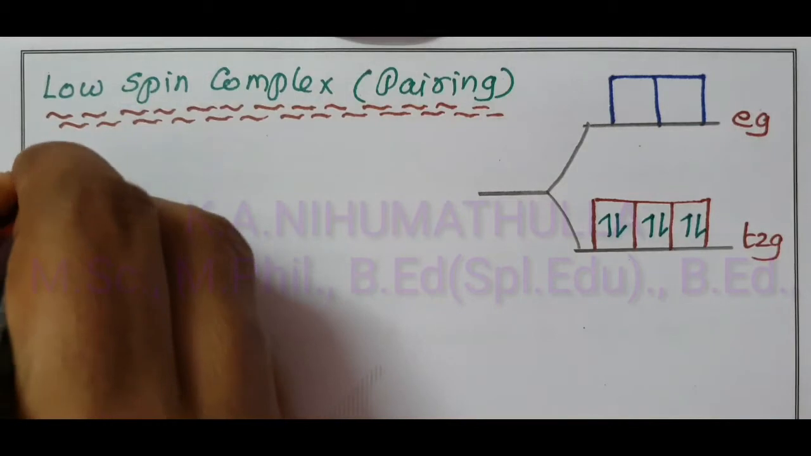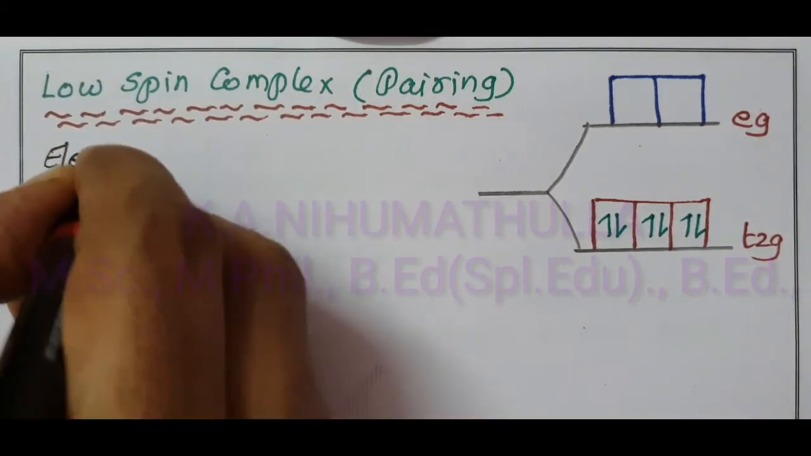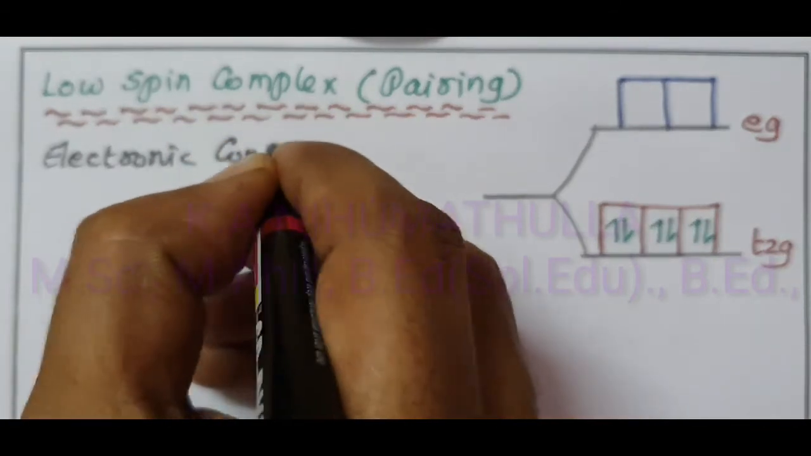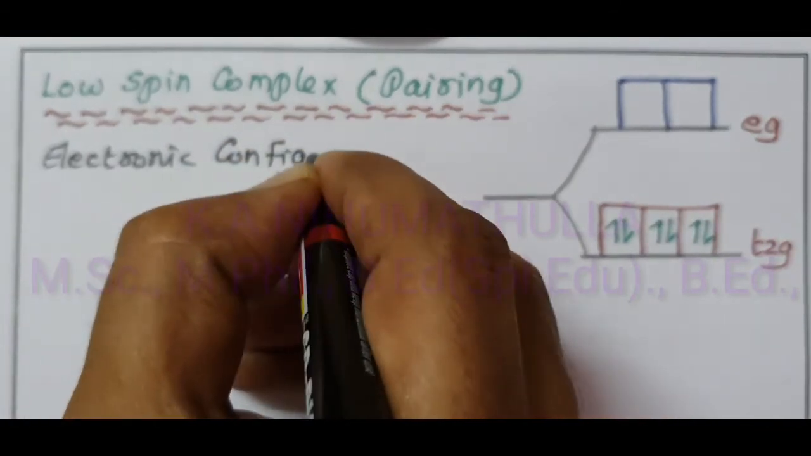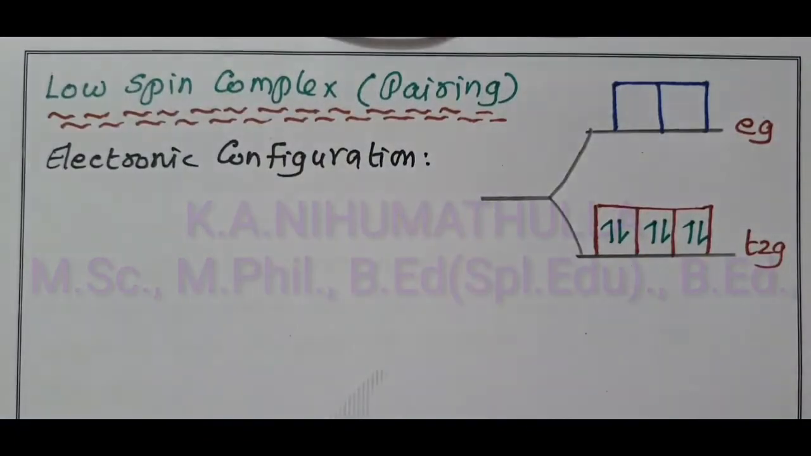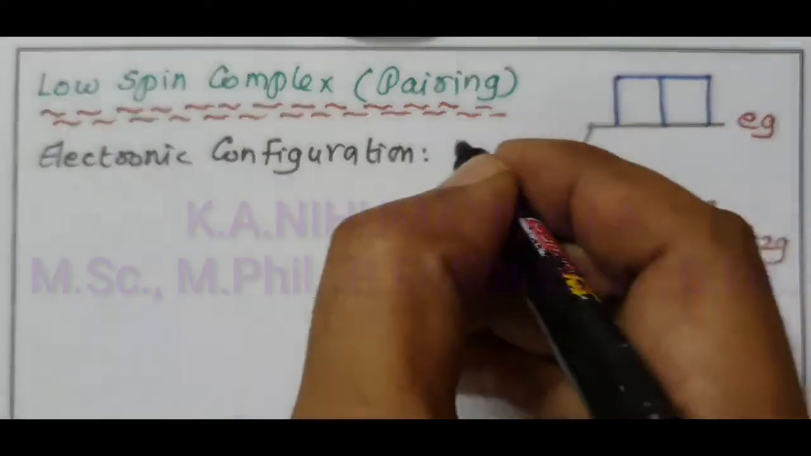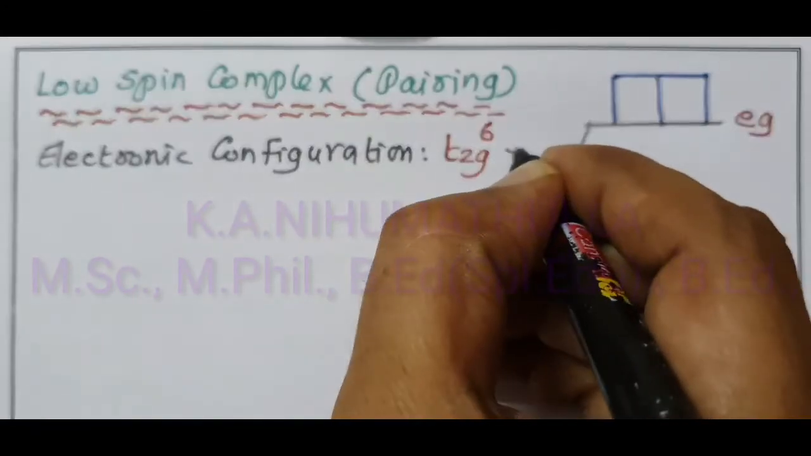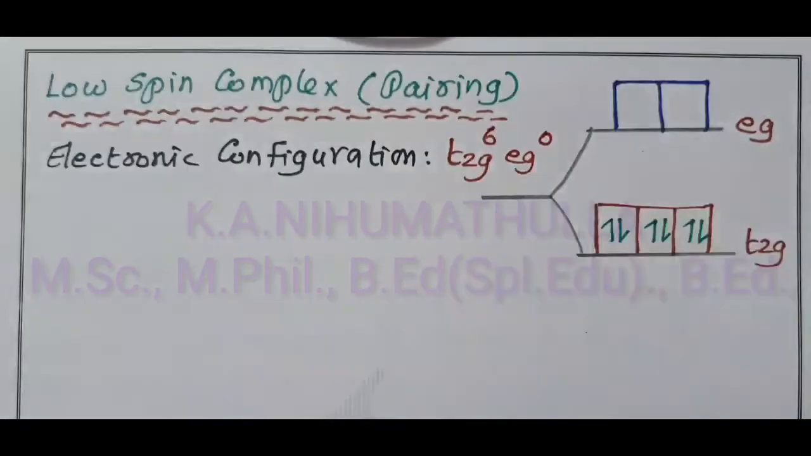Electronic configuration. In T2G, we have how many electrons? 6 electrons. T2G, we have 6 electrons. EG, there is no electron in EG.